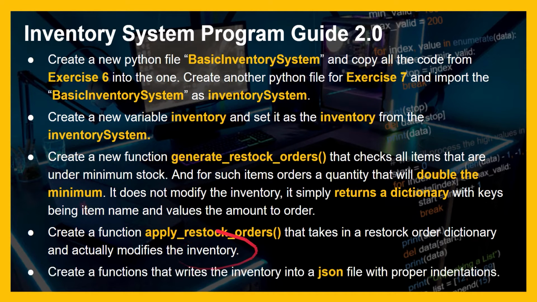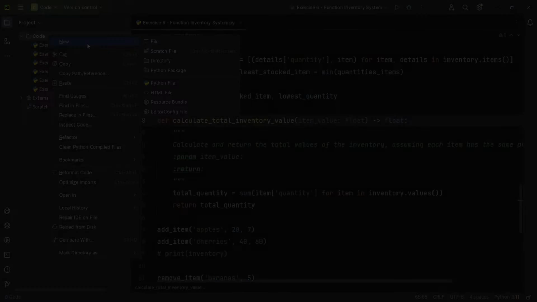And then finally, you'll need to create a function that writes the inventory into a JSON file with the proper indentation. If you don't know how files work or functions work, and you don't know how to read and write to JSON files, then I'm going to link all the videos somewhere at the top. You can go watch them. So go ahead, pause the video and try to go through the program guide.